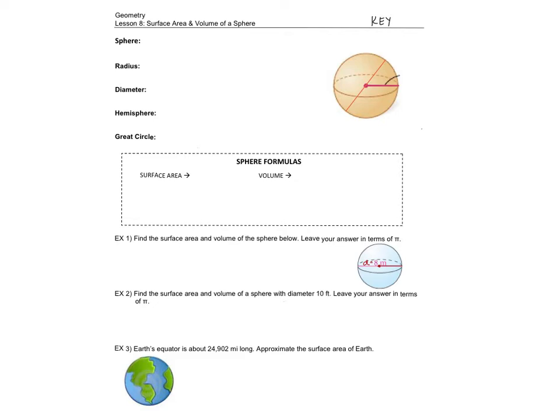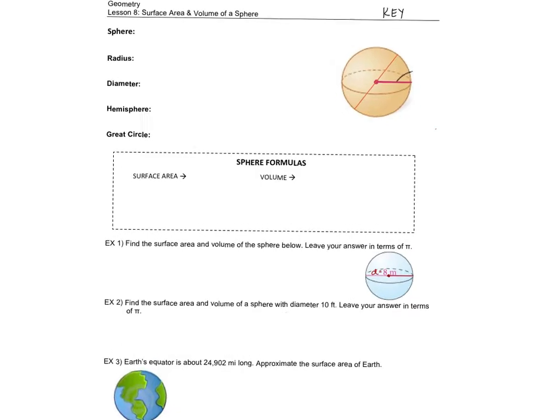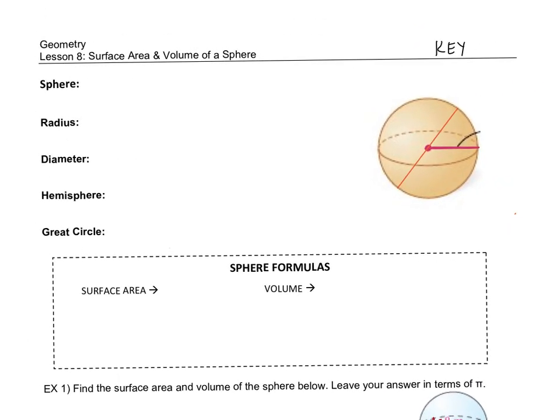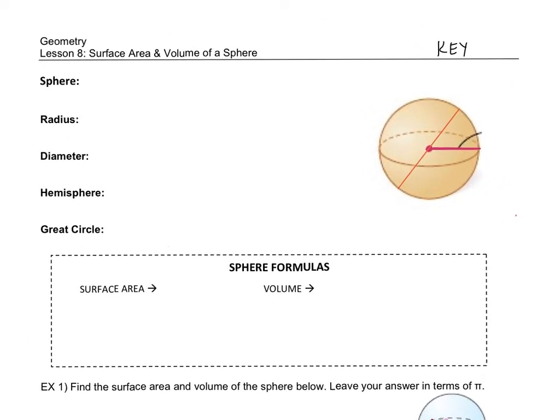For our other shapes, we broke it up into surface area in one section and volume in another, so that we could look at the lateral area as well as the total surface area. But for spheres, we really just have our total surface area versus the volume. So let's get started by looking at our definitions of a sphere, as well as some vocab that goes along with it.